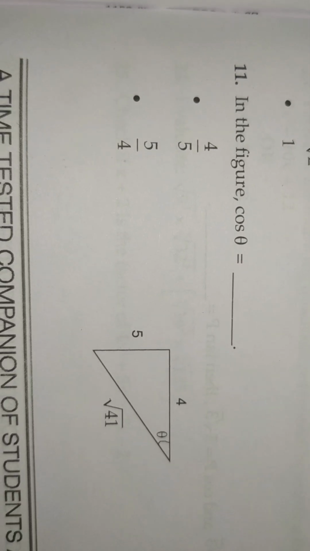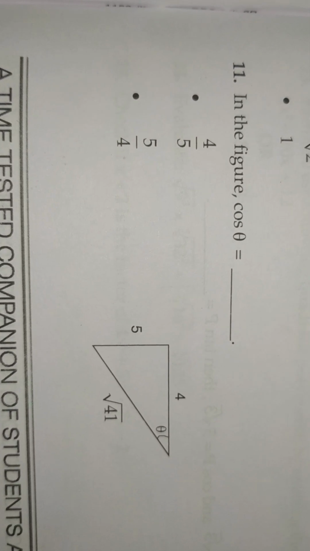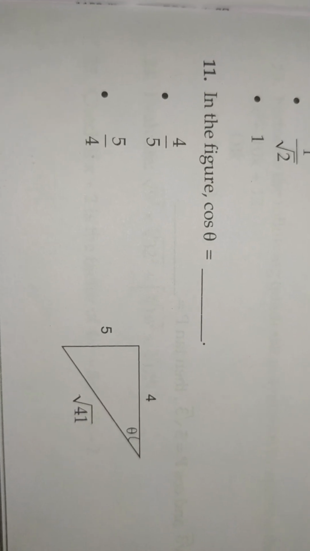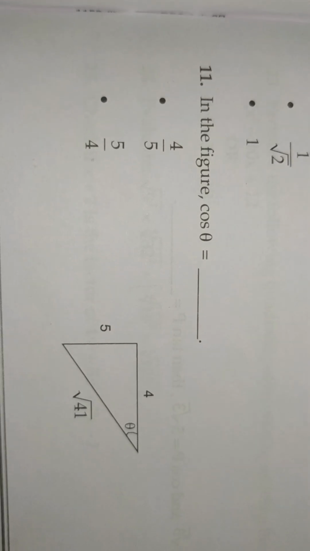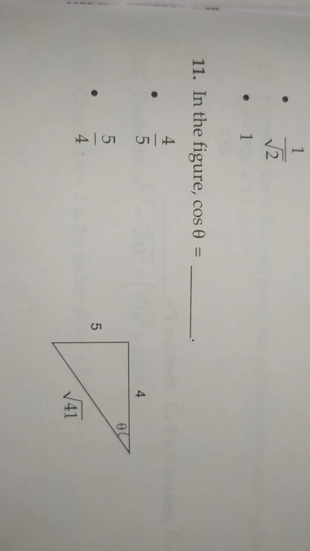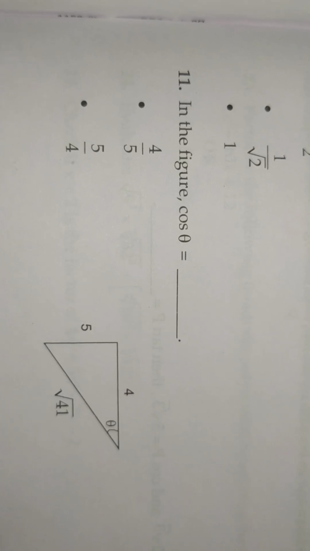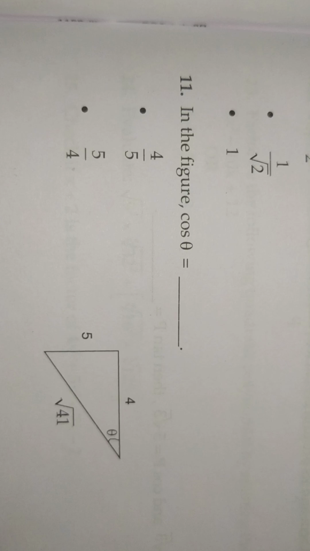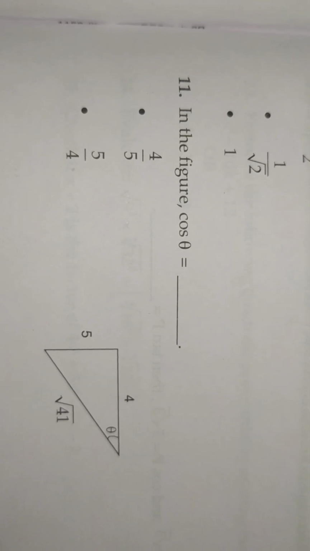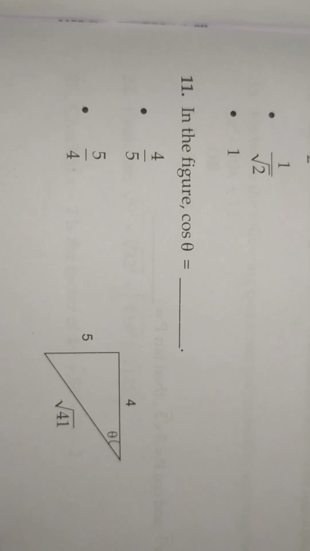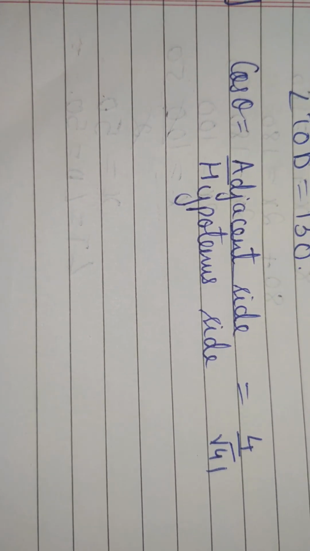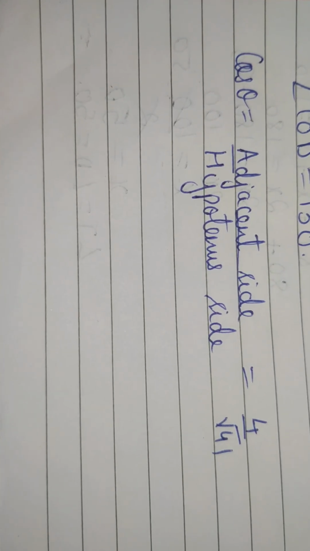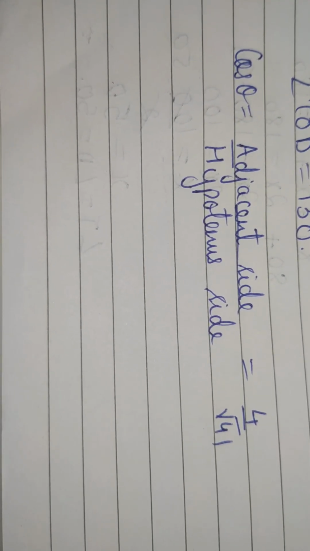Question number 11. In the figure we need cos theta. What is the definition of cos? The definition of cos is adjacent upon hypotenuse. Which is your adjacent side? The adjacent side given here is 4, and which is your hypotenuse side? Root 41. So cos theta is equal to adjacent side upon hypotenuse side, which is equal to 4 upon root 41. So this will be your answer.